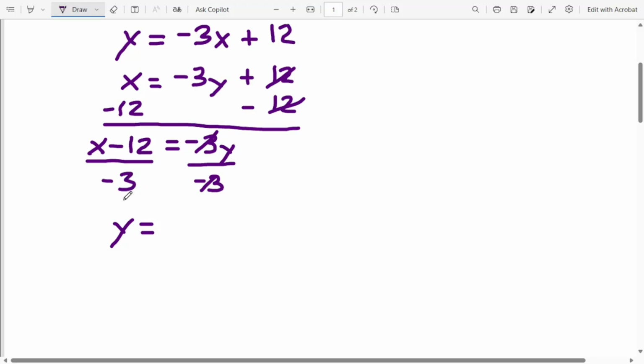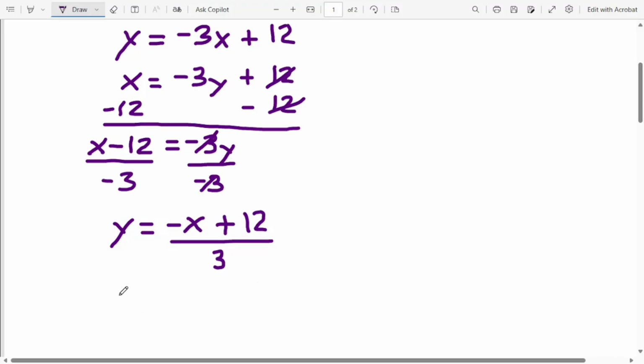But a lot of times what happens here is you multiply the top and the bottom by negative 1, so you don't have the negative 3 in the denominator. Multiplying by negative 1 over negative 1, which is 1, keeps it the same, so you can do that. If I multiply the top by negative 1, I get negative x plus 12. And if I multiply the denominator by negative 1, I get just 3.